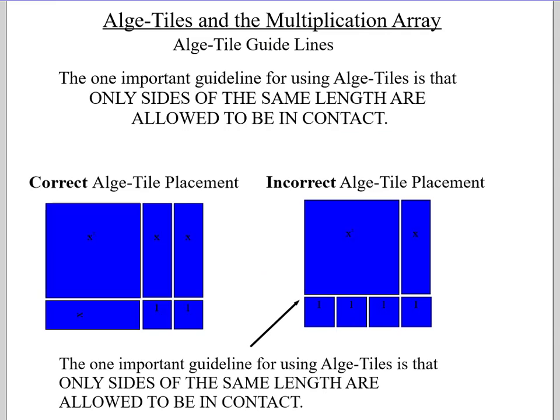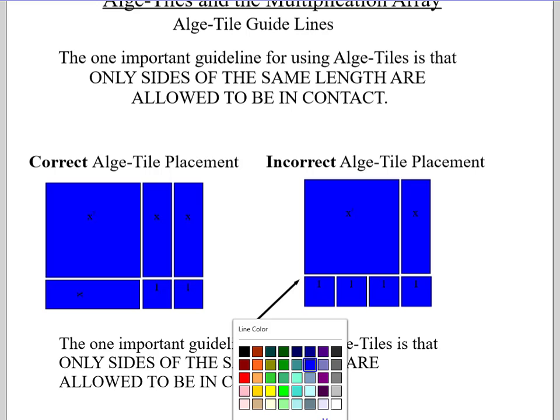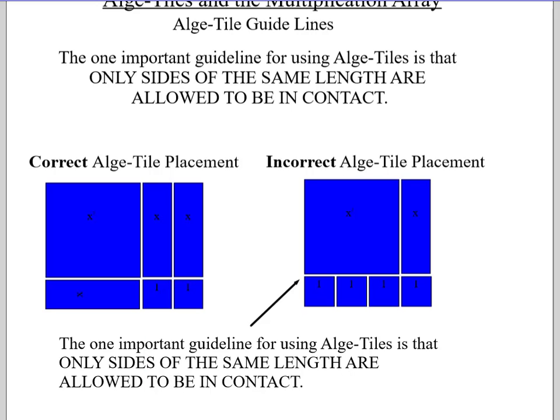Okay, so there's only one rule we have to really worry about on the algebra tiles, and I've mentioned this before, and that is that the like side lengths are the only things that can touch. So let me just highlight that. We'll go yellow. So you'll notice these algebra tiles right here, they have the same side length in their physical representations. So they can actually go together because that means those are the same value. This one here, these are both 1s, so they can touch.